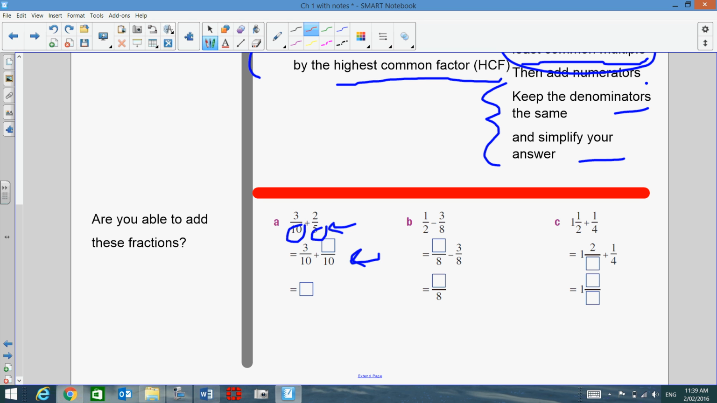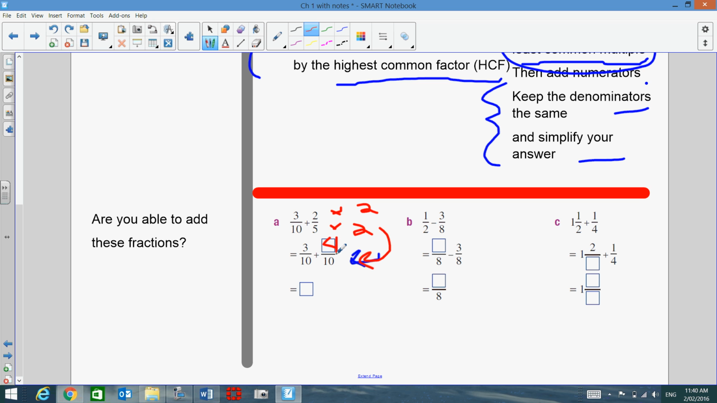So what it looks like, I'm going to erase this for a moment so you can see what we're doing here. So what this looks like is I multiply this 5 by 2 in order to get 10 down here. So if I do that to the denominator, I have to also do that to the numerator. So 2 times 2, I need to have 4 as my numerator.